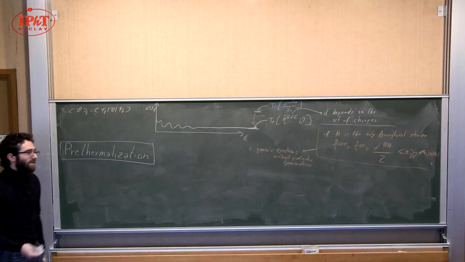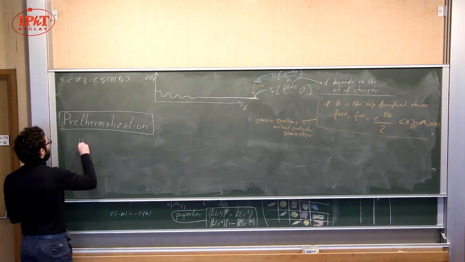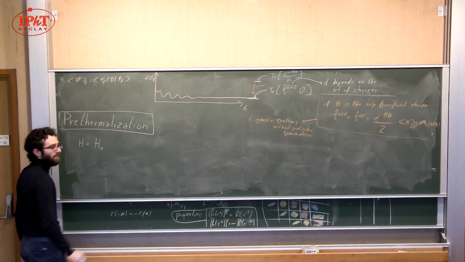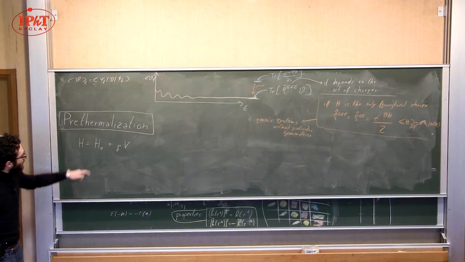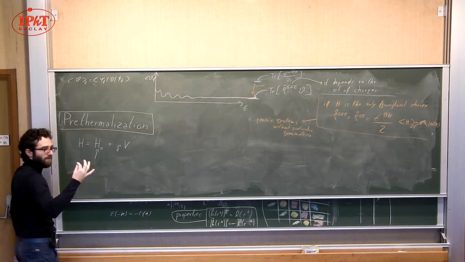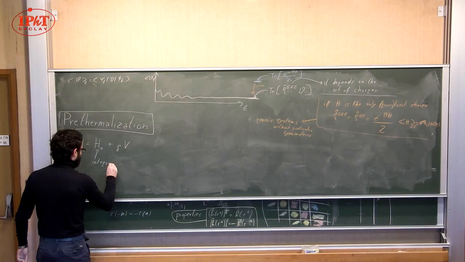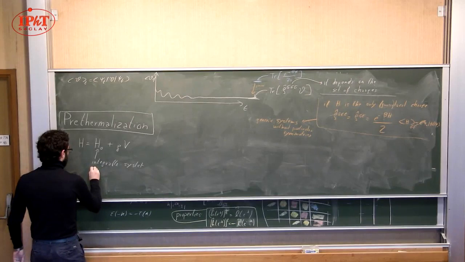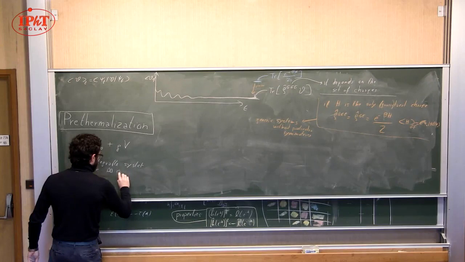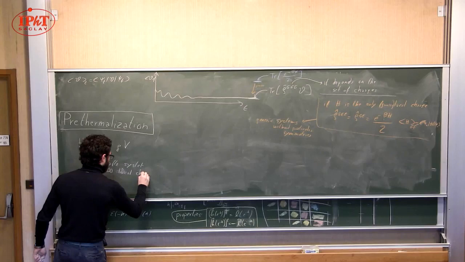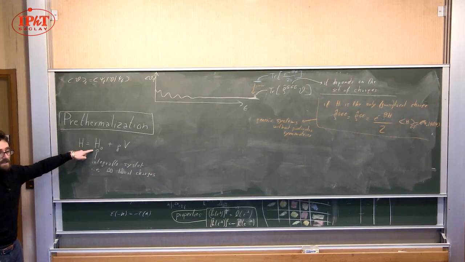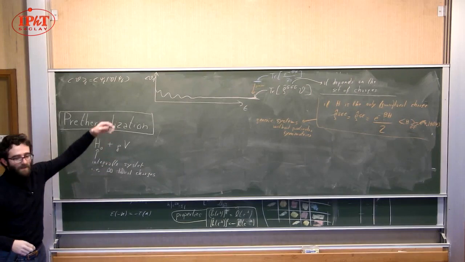What's the essential idea? Imagine now that our Hamiltonian, H, can be decomposed in two parts. You have an unperturbed part of the Hamiltonian H0, plus some perturbation, g, times some potential V. Now let's assume that this Hamiltonian H0 has many symmetries. It's an extremely symmetric Hamiltonian, like it's integrable. It describes an integrable system, with infinitely many local conservation charges. This is just an assumption. For example, H0 could be the Ising Hamiltonian or the model we considered in the past hours.